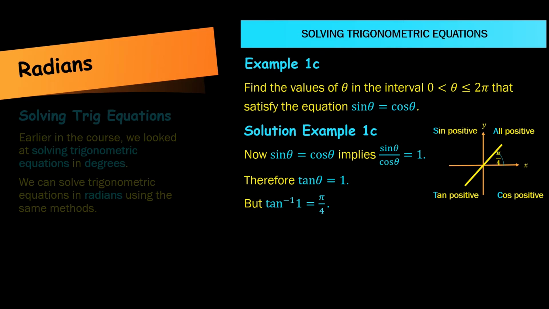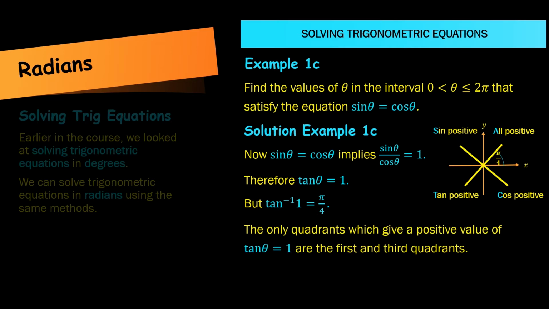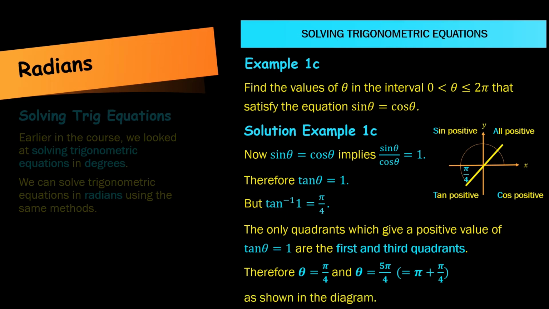Again, if we use the cast diagram, we know that there are only two quadrants where tan is going to be positive, namely the first quadrant as highlighted and the third quadrant. And therefore tan theta equals 1 implies that theta equals pi by 4, which is the principal solution, or theta equals 5 pi by 4, and that was obtained by adding pi by 4 to pi, as shown in the diagram.